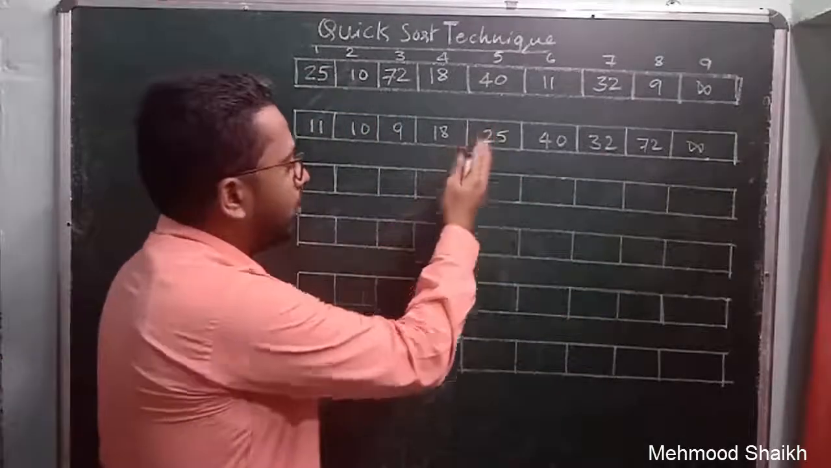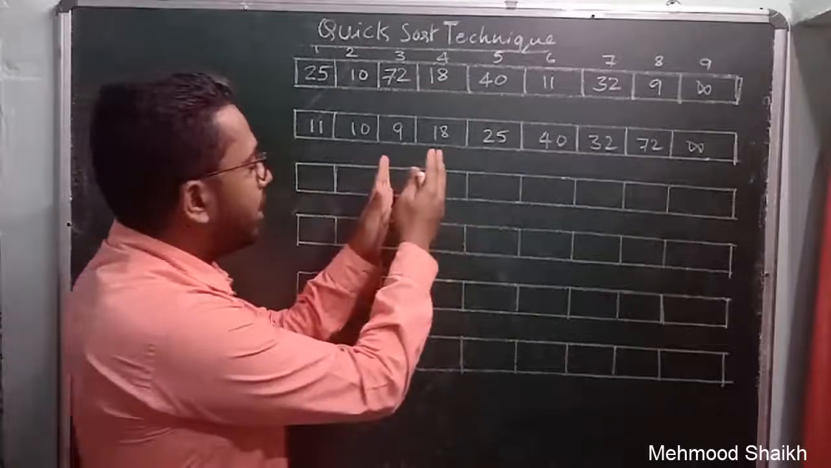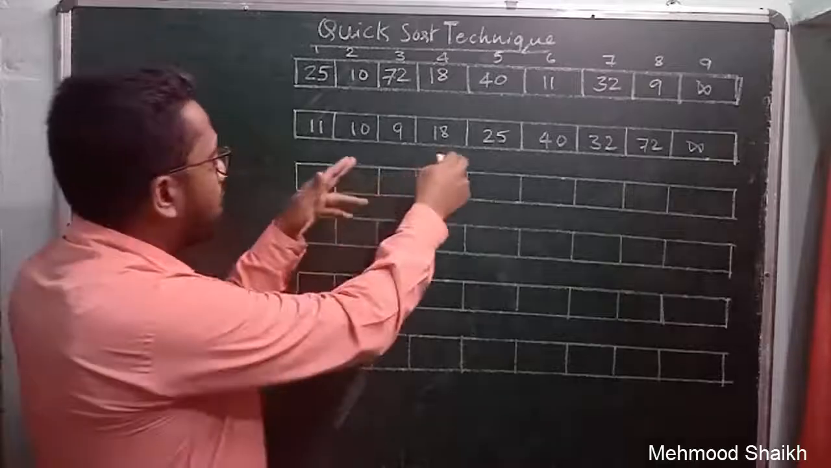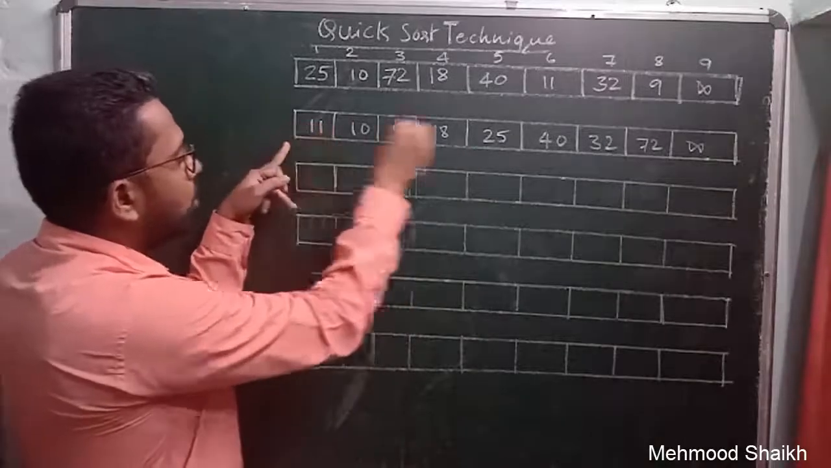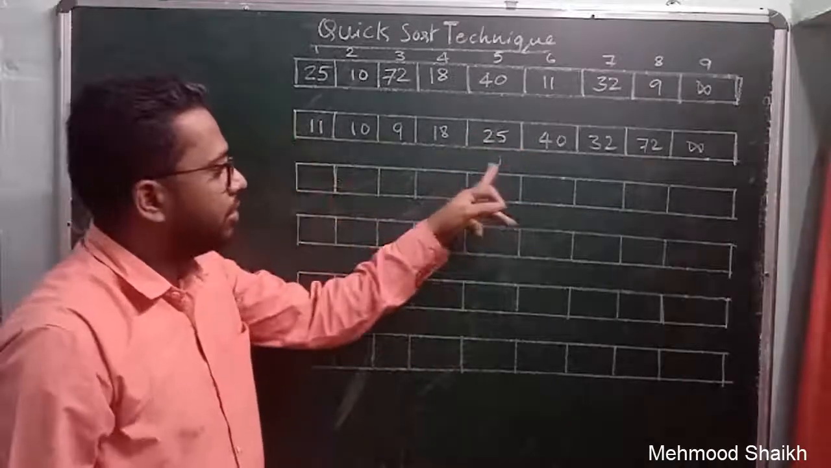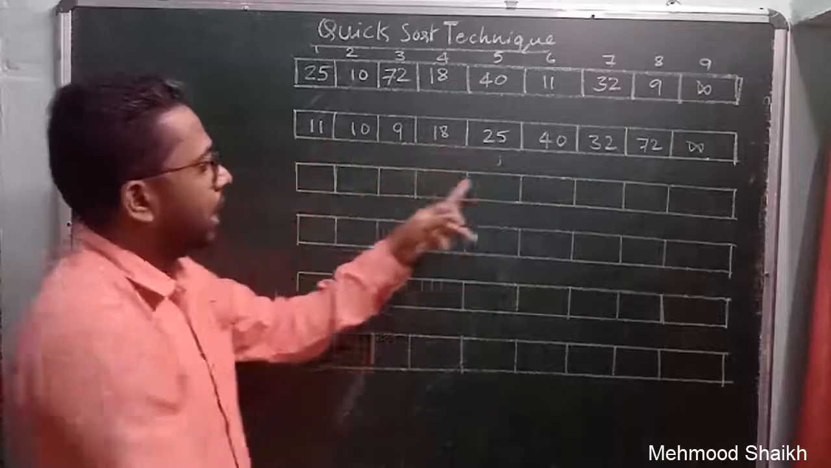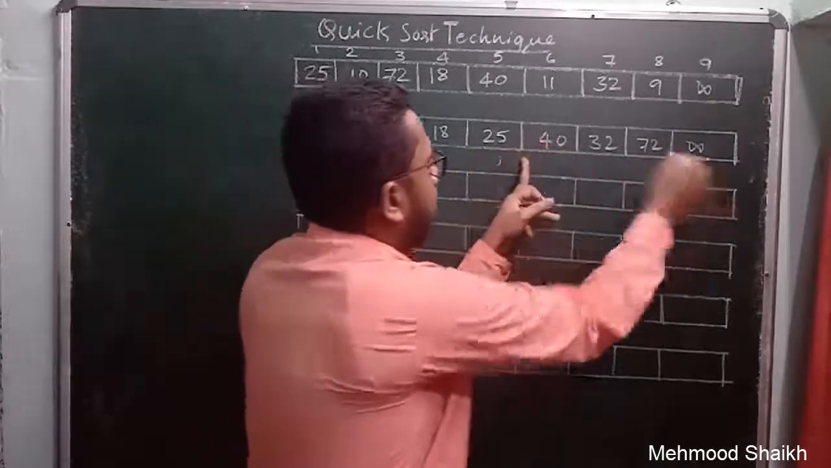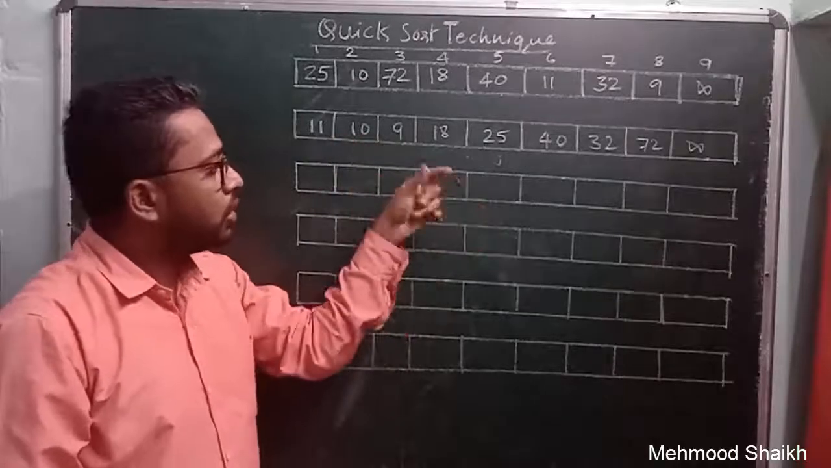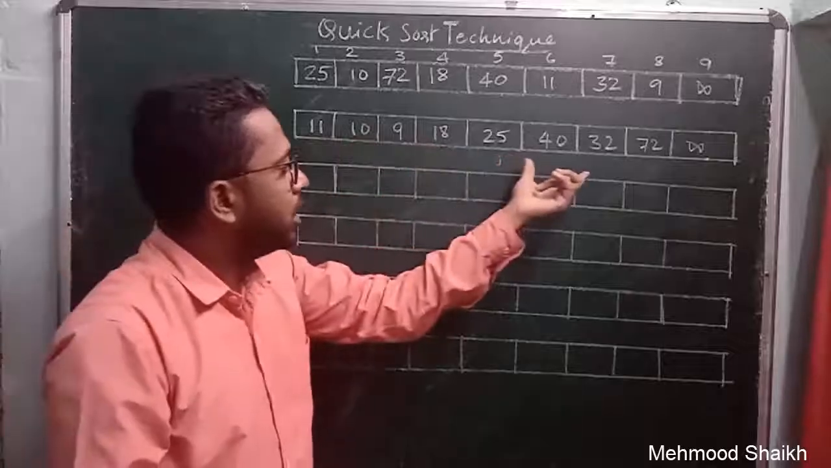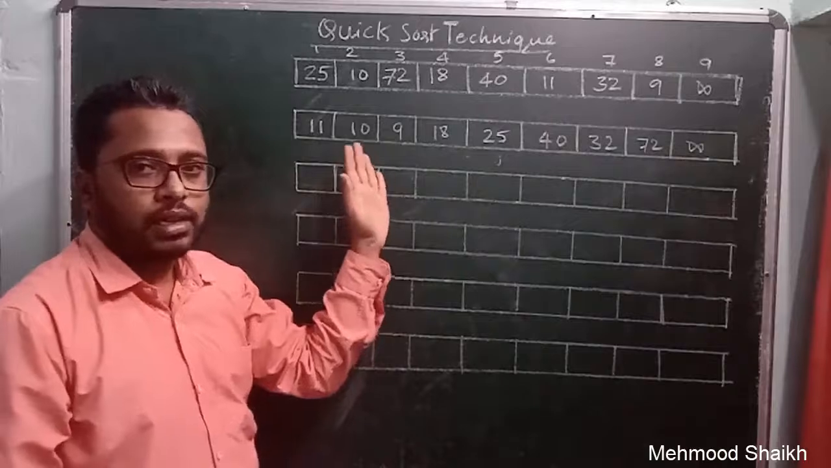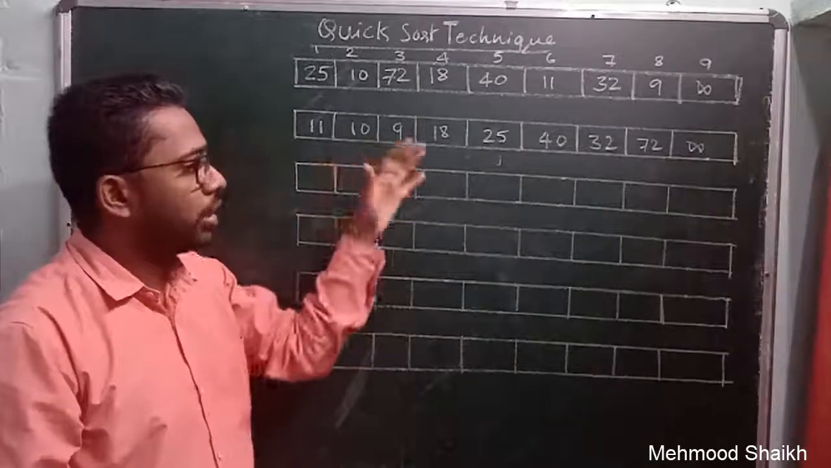Once we find out the partitioning index, we can apply the same quicksort technique recursively on the left subproblem from low to j. Suppose I have j. So from low to j minus 1, and from j plus 1 to high. Like this we need to keep on making a recursive quicksort call on both sides to calculate the partitioning index on each of the subproblems, and we keep on sorting the elements.